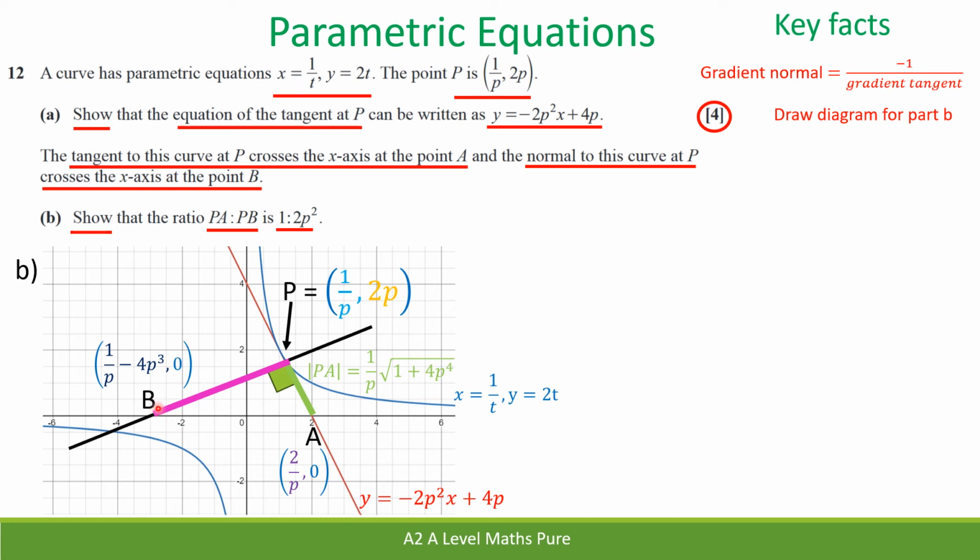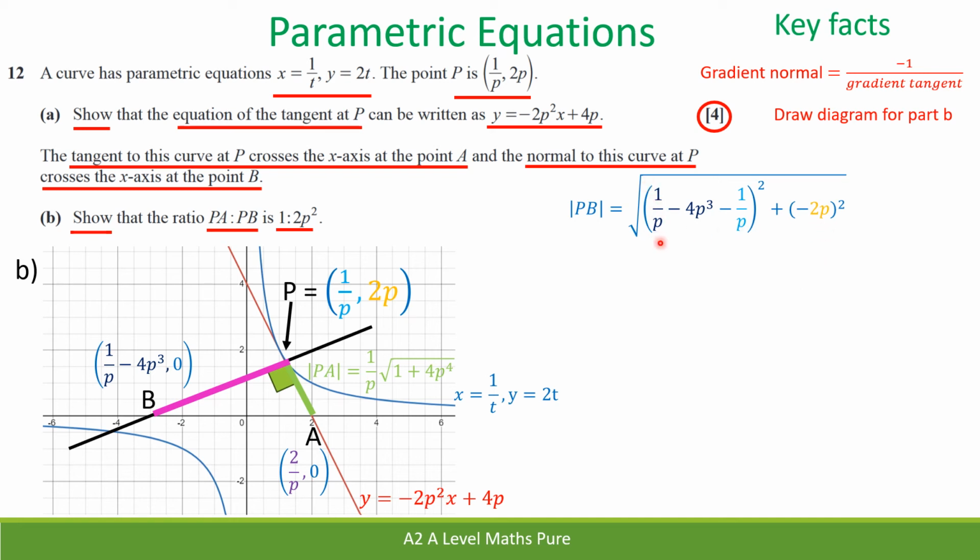Now we've got the coordinate of B and we've got the coordinate of P, we can work out the length of PB. Again, it doesn't matter whether you do the P coordinate take away the B coordinate, or the B take away the P, as long as you're consistent. I've done the B coordinate take away the P coordinate. So I've then got 0 take away 2p for the y value. So I've got minus 2p squared again.